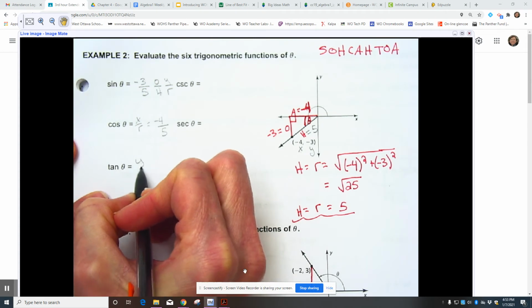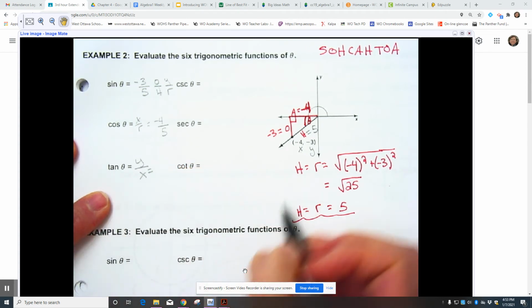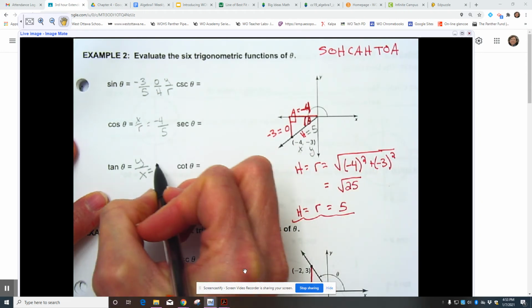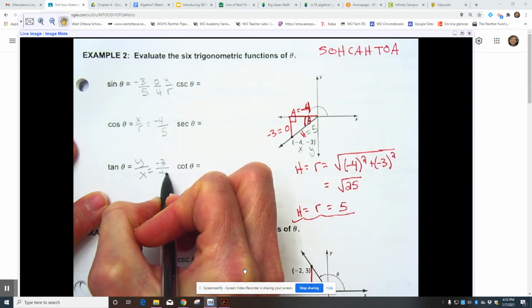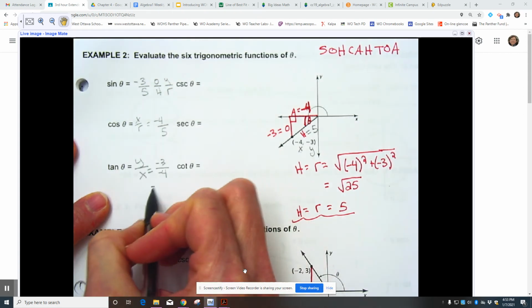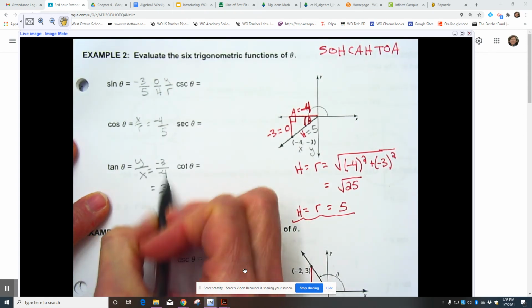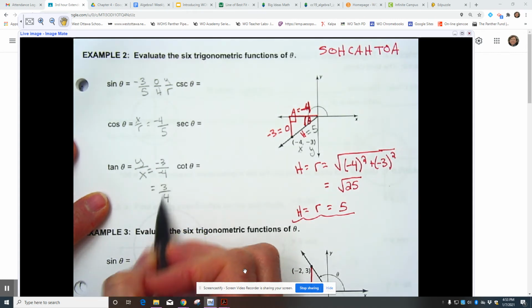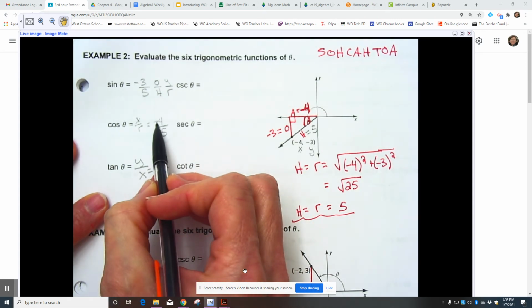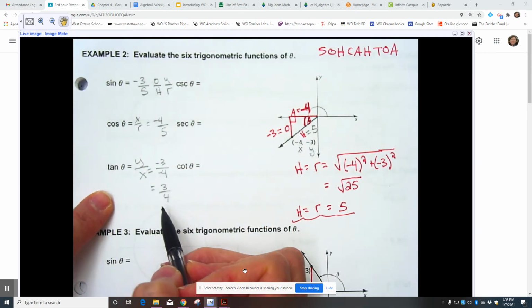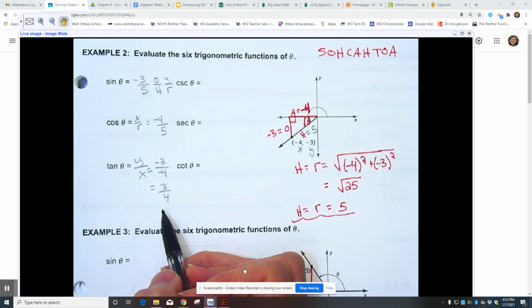Tangent here was y over x. Y over x is -3 over -4. Now this one, 2 negatives in a fraction make a positive. So negative divided by a negative is a positive. So you need to simplify that one more step and make that a positive. One negative is fine. 2 negatives, you have to make that a positive.